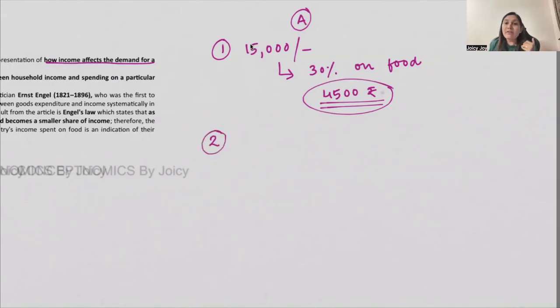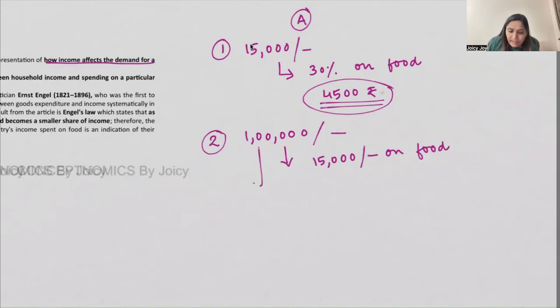Assume that the income of person A increased from 15,000 rupees to 1 lakh rupees. Now, assume that when he earns an income of 1 lakh, he is spending at most 15,000 rupees on food. Now see, 15,000 is 15% of his income. Earlier, when he was spending 4,500 rupees, it was 30% of his income.